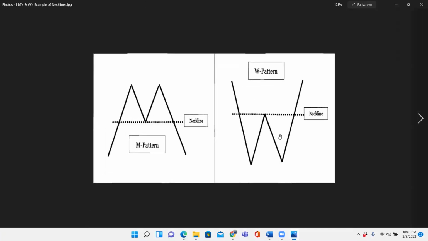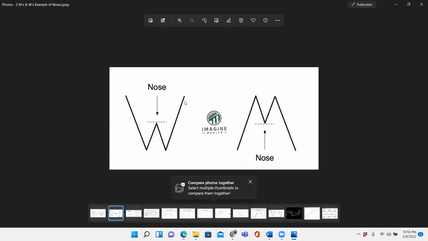So right there, this is an M and W pattern. This is the M, this is the W. Then we have the neckline. The neckline is going to go across just like this for the M and the W. The M has the line going across right here, and the W has the line going across right over here. The line going across right here is the nose. Some people call these the legs, and this is the nose.